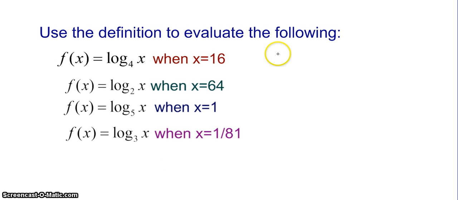So, use the definition to evaluate the following. f of x equals log base 4 of x when x is 16. f of x equals log base 2 of x when x is 64. f of x equals log base 5 of x when x is 1. And f of x equals log base 3 of x when x is 1 over 81. I want you to pause the video, evaluate those, and unpause when you're ready to check your answer.